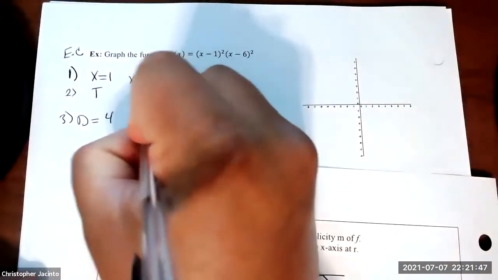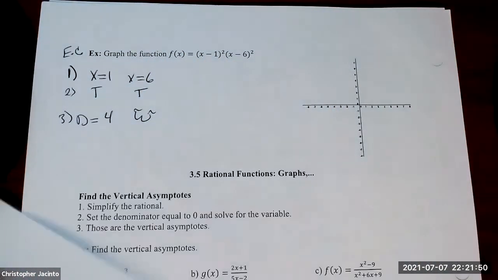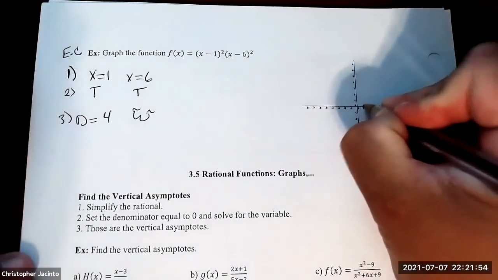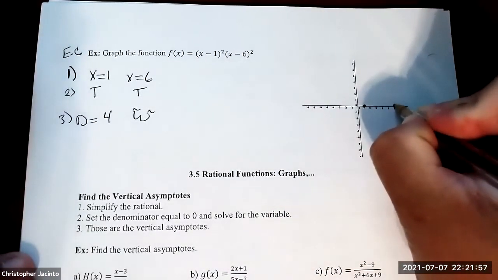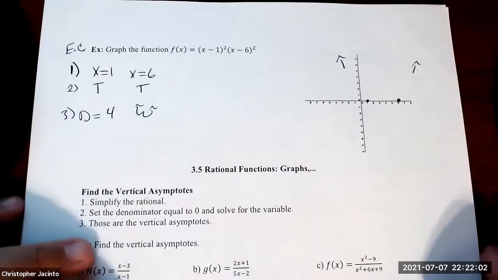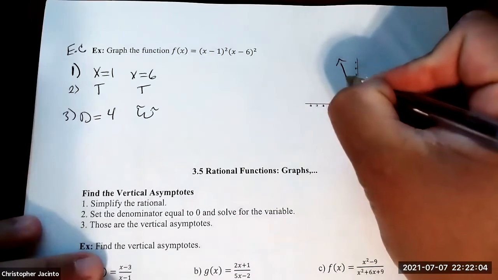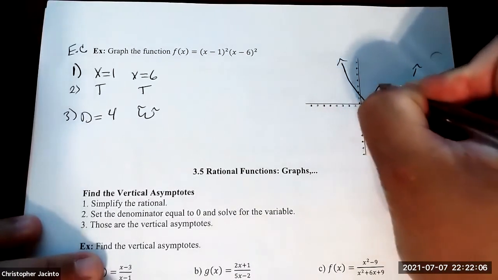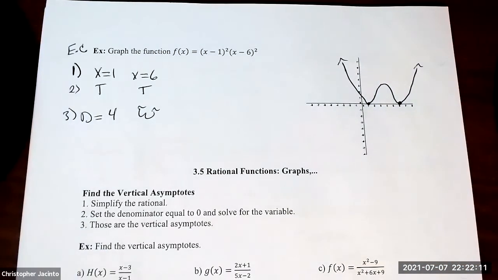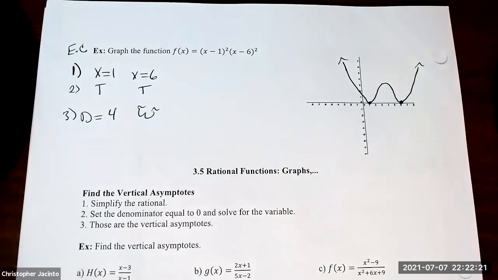It's going to look like that. So here's 1, here's 6, and we know it looks like this. And they're both touching, so I go here, touch 1, loop back around, touch 6, and loop back around. And there is our graph. Any questions there?